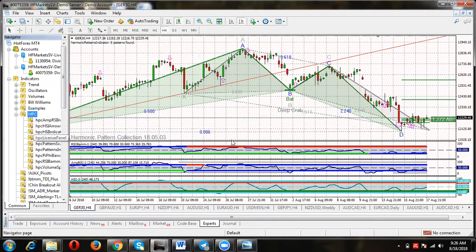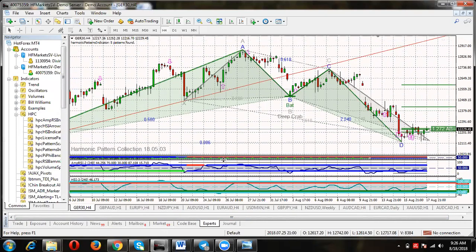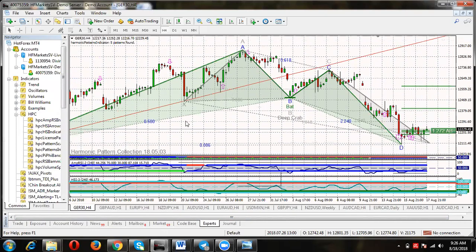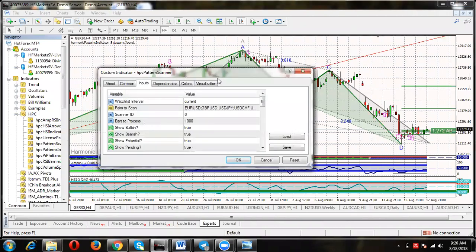But basically what you need to know for now is the patterns that the harmonic scanner shows. Once it's installed, you go under your HPC folder and click on it. The main one I use is the scanner. I'm going to drag it across the chart, and then it's going to bring this out.